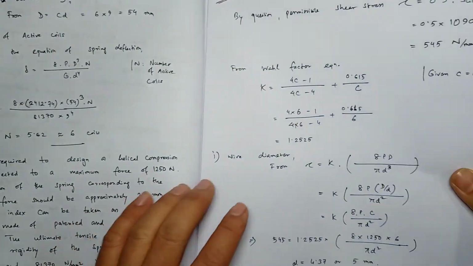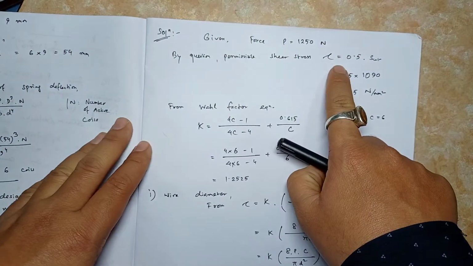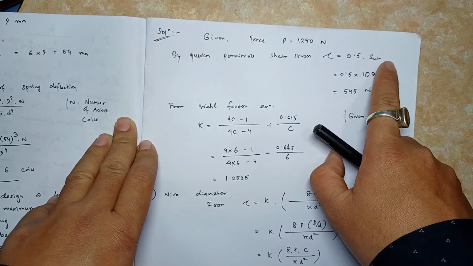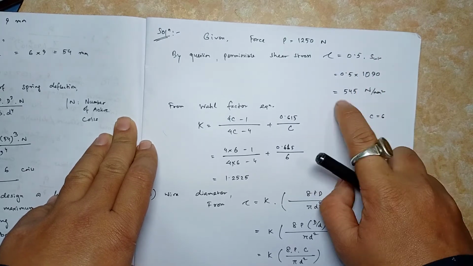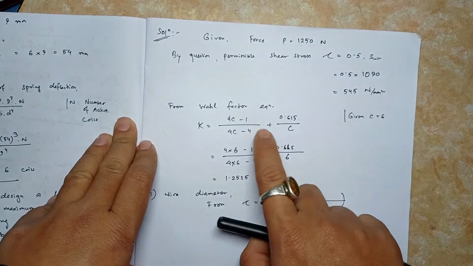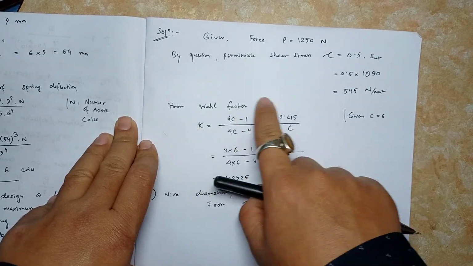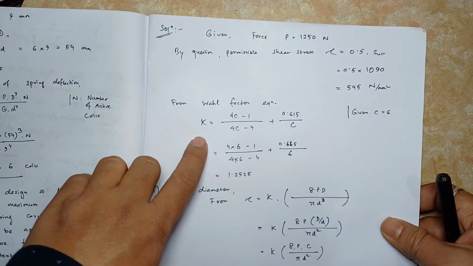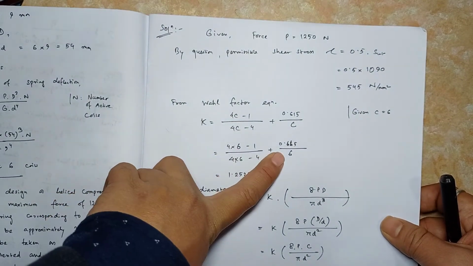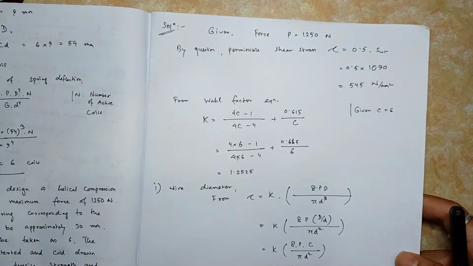So at the beginning we have just taken the tau. Tau is 0.5 times SUT, 50% of SUT as per the question. So 0.5 into 1090 is 545. Okay, so K is now from this relation of wall factor. So wall factor K has been found by putting the C value. C is 6, so we have got K as 1.2525.